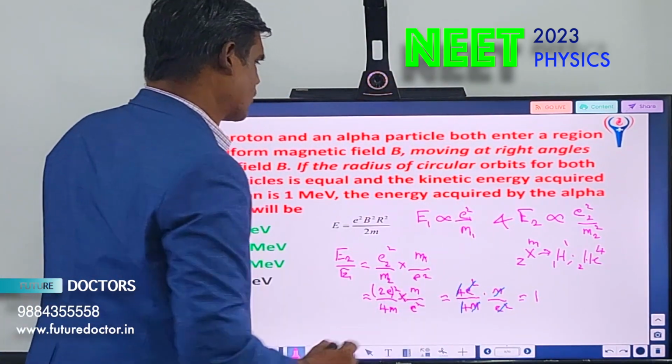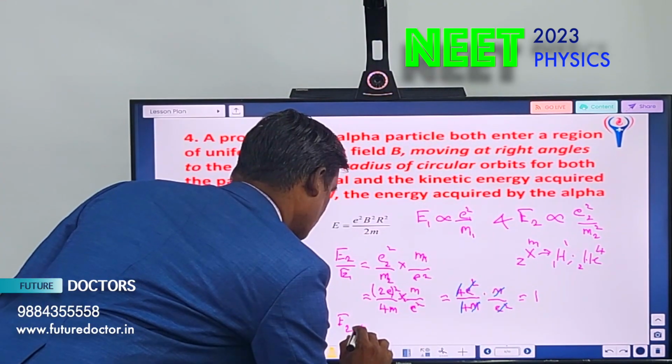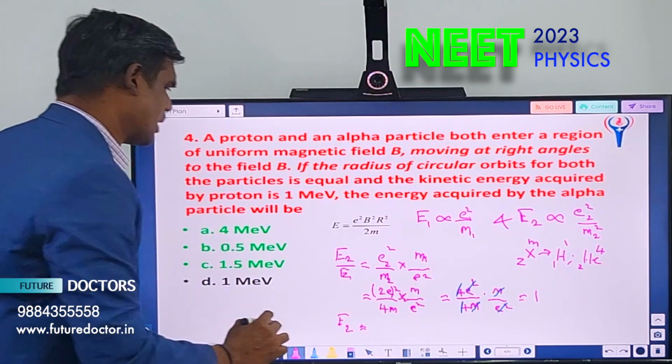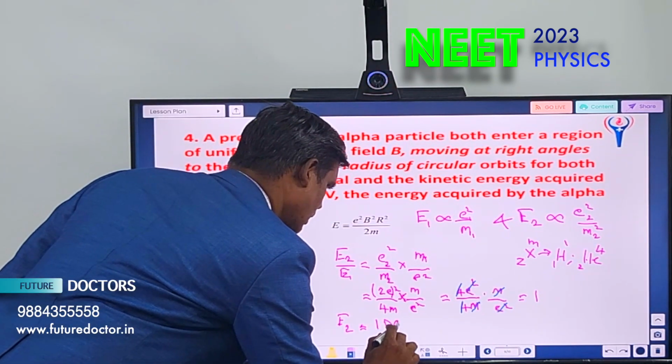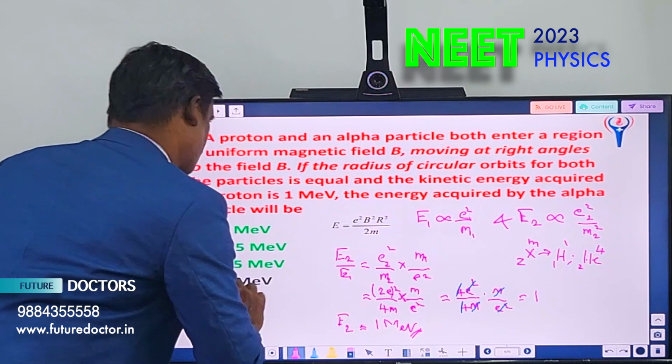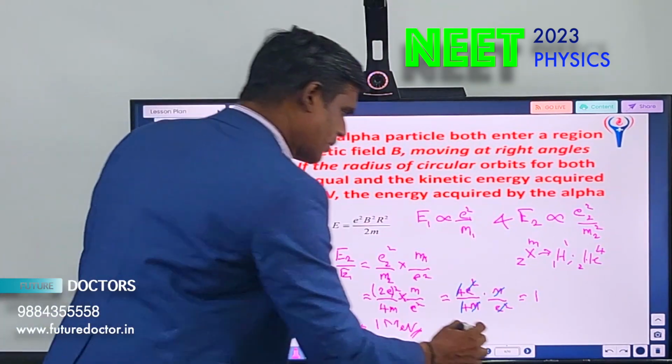Then E2 by E1 equal to 1. E2 equal to 1 into E1. E1 is 1 MeV, given. So 1 MeV. Which option? Option D is the correct answer. Let's move to question number 5.